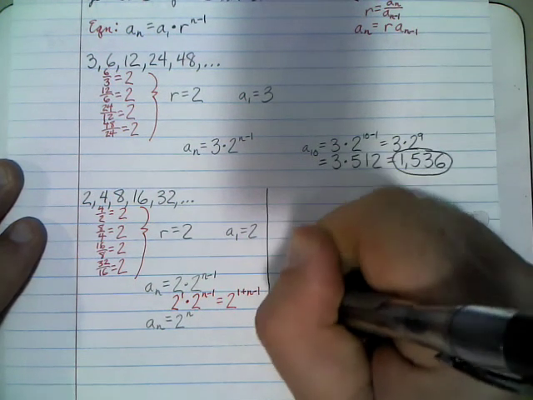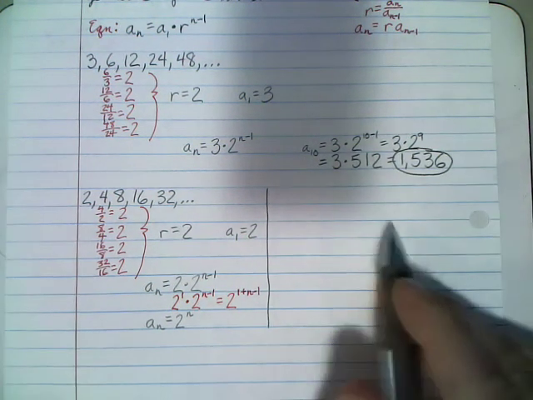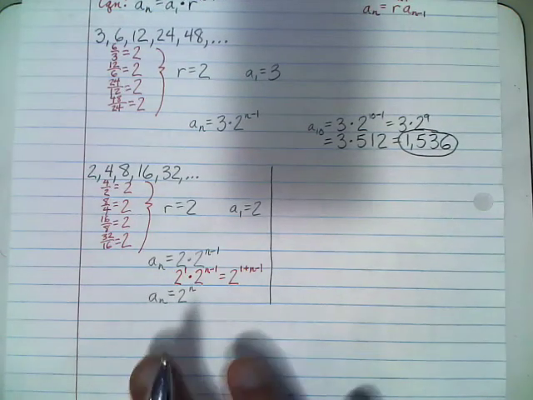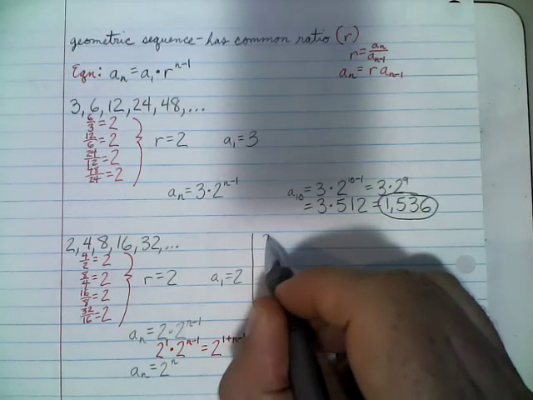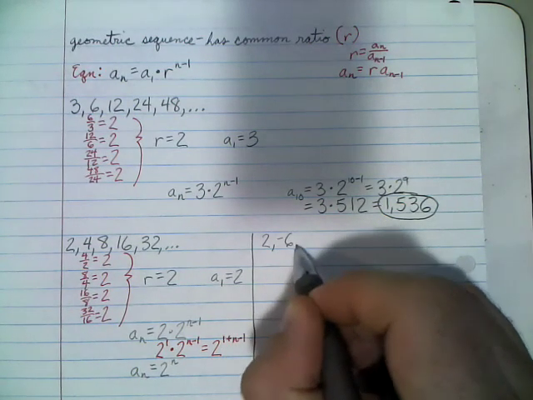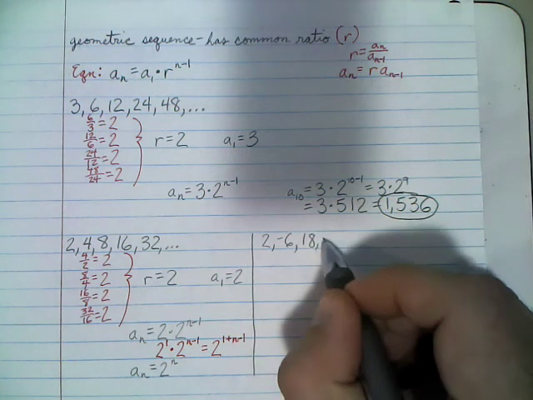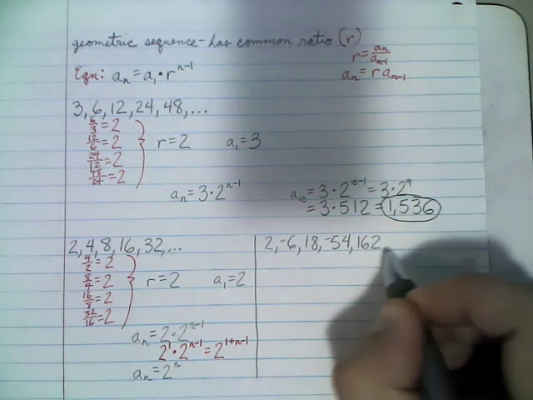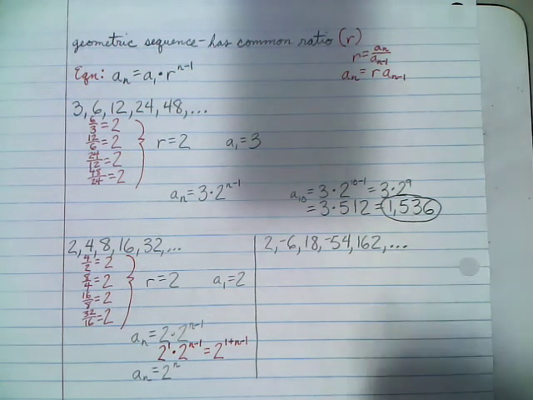All right, I'm going to draw a line here. We're going to try to fit in another example right there. I want to try to leave this space on the bottom open. I got something planned for it. All right, last geometric sequence: 2, negative 6, 18, negative 54, 162, and on and on and on.